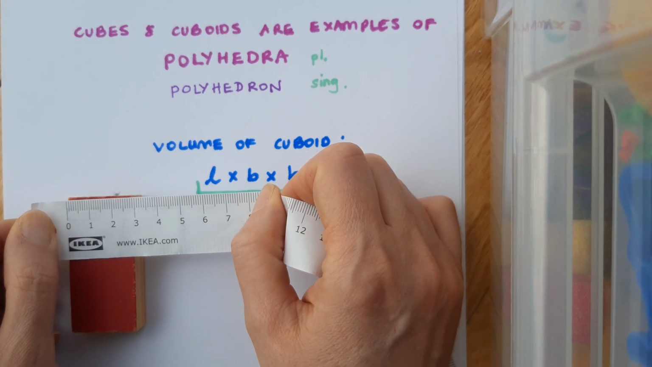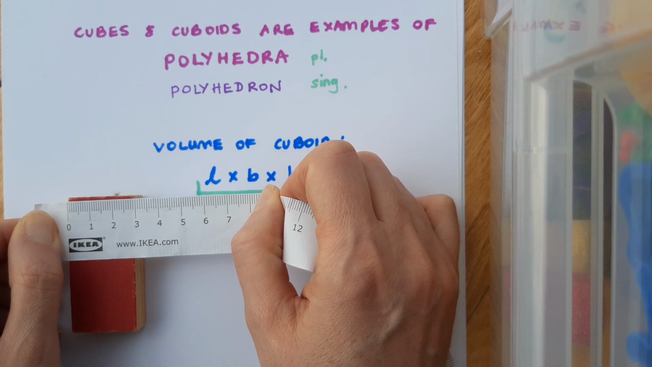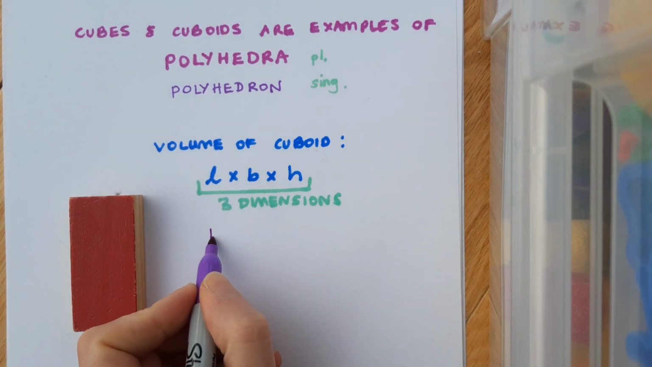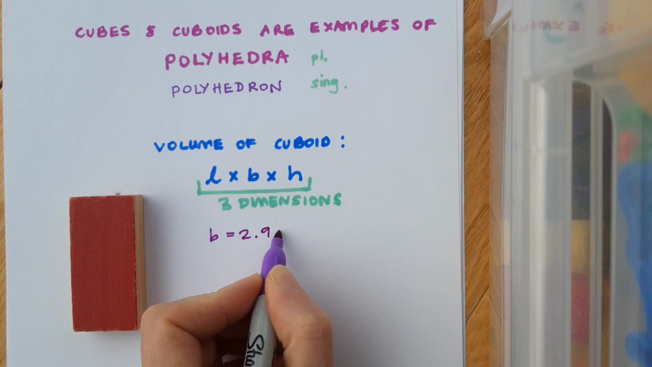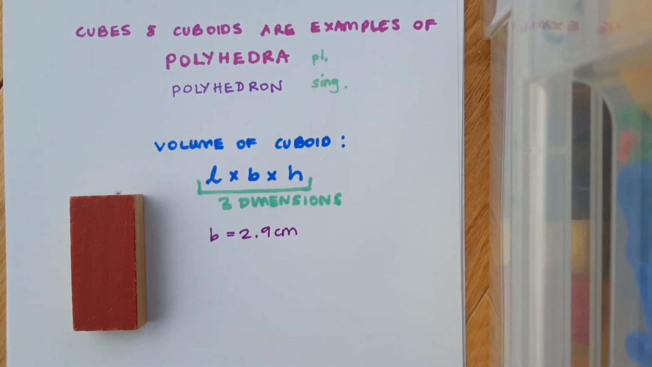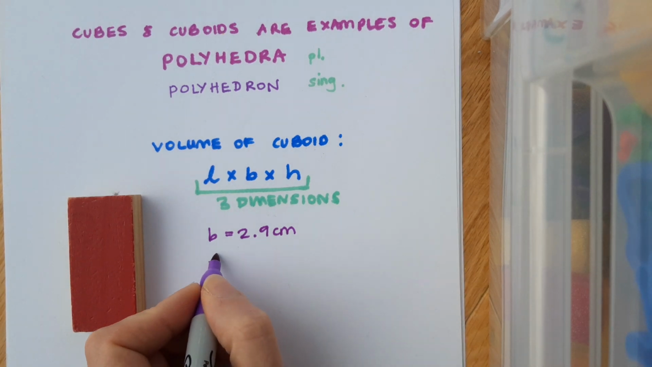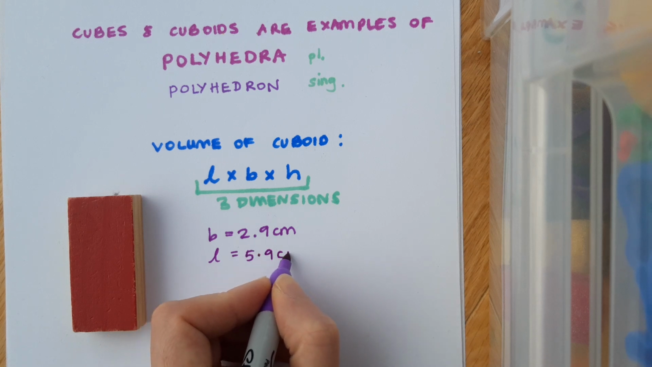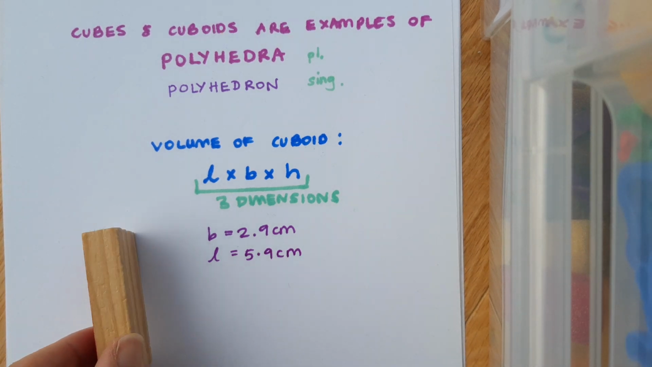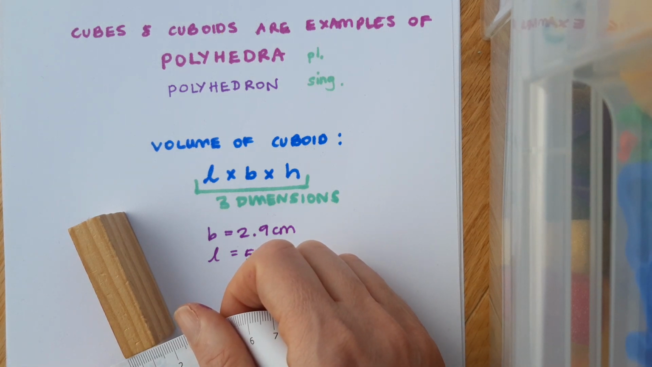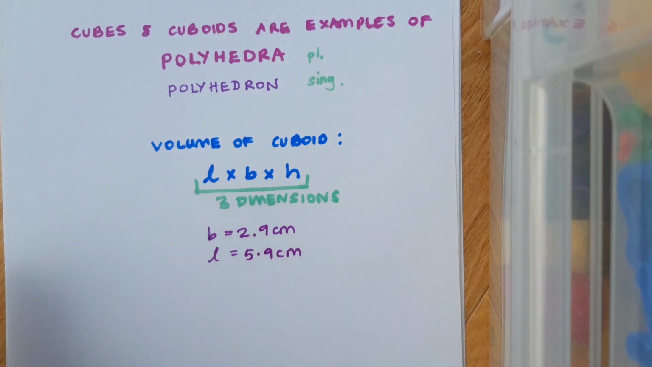Well, the breadth, first of all, and being as accurate as I can, is 2.9 centimeters. So I'm going to make a note of that for myself. And then I'm going to measure my length. And in this case, again, as accurately as I can, my length is 5.9 centimeters. Notice how I'm making a note of the units in each case. And now I'll measure the height. So the height of this is, again, as accurately as possible, 1.4 centimeters.